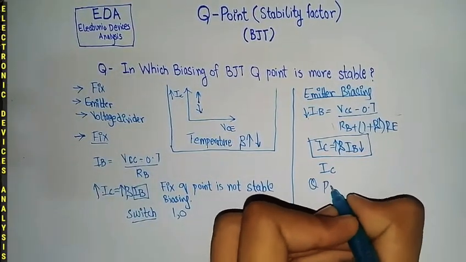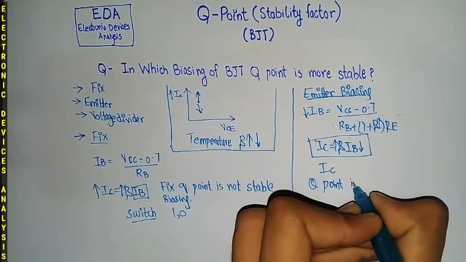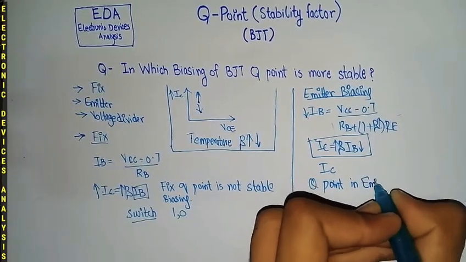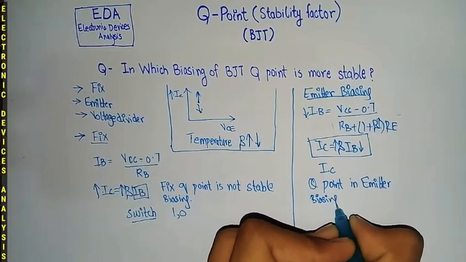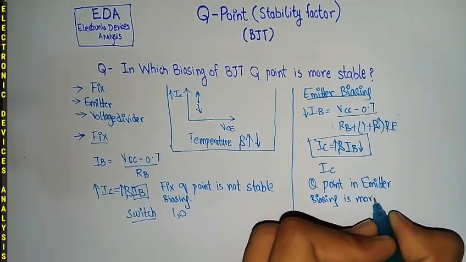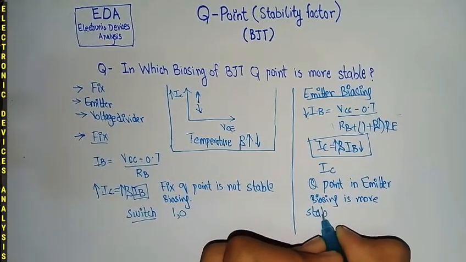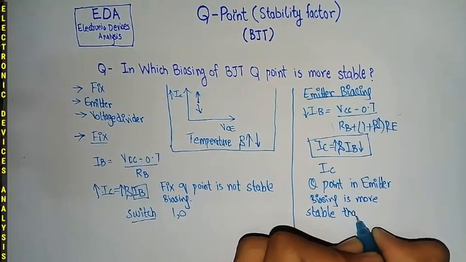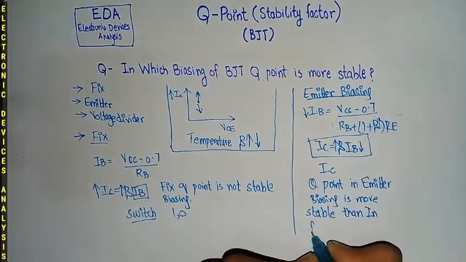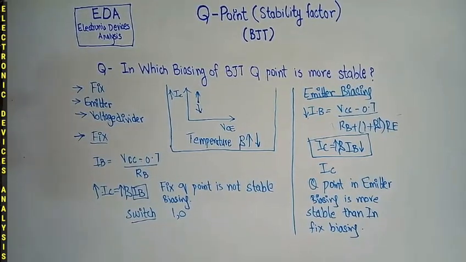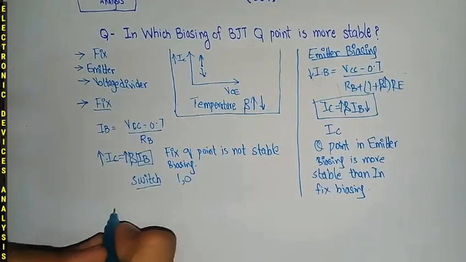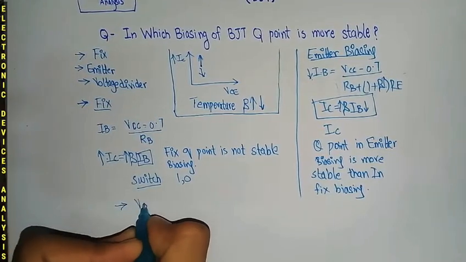So therefore the Q point in emitter biasing is more stable than in fixed biasing. So guys, now we will see the voltage divider biasing.